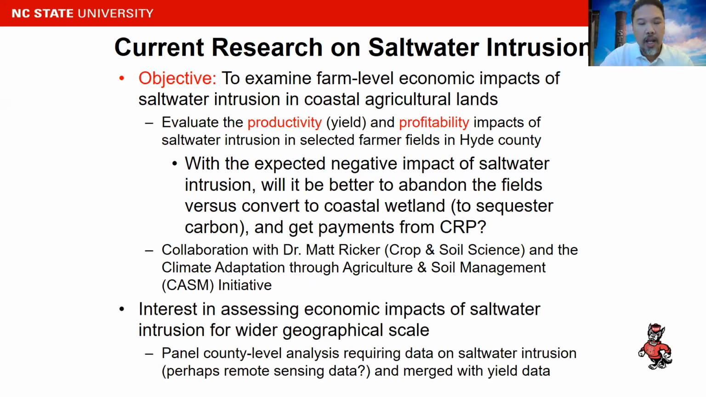But one thing that I want to build on from that current research is to just increase the geographical scale. For the current research, we're just looking at selected farmer fields, collecting data on saltwater intrusion and so forth, and yield and these kinds of things to determine the economic impact. But I think it's important to see a wider scale, for example, throughout the coast in North Carolina and the mid-Atlantic and so forth, to determine how big of a problem is saltwater intrusion in agriculture?